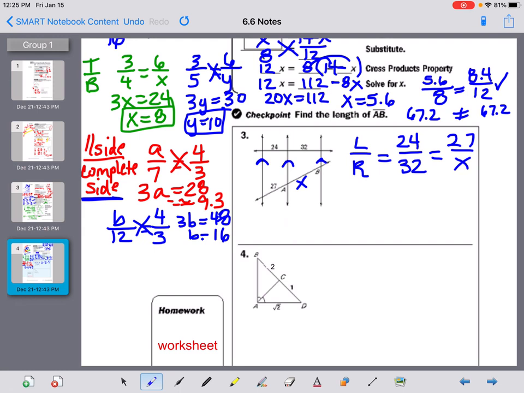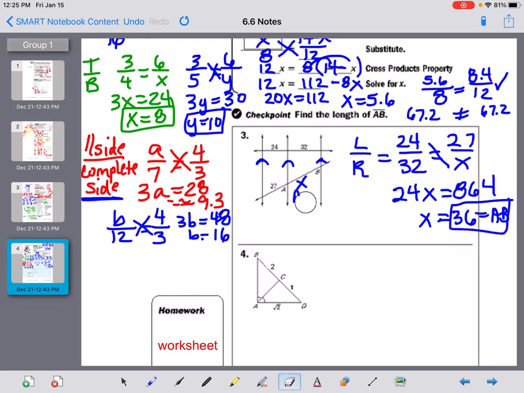You need to just stay organized. That's the key. Cross multiply, 24 times x for my extremes, 32 times 27 for my means, and I get 864. Divide that by my 24. And I get 36, and that will be for my AB. I always double check, is that all I needed to do? It is right there. I don't need to add it to anything, because sometimes I find the smaller part, right? And then I would have to add it to the 27 or something, but I don't need to this time.